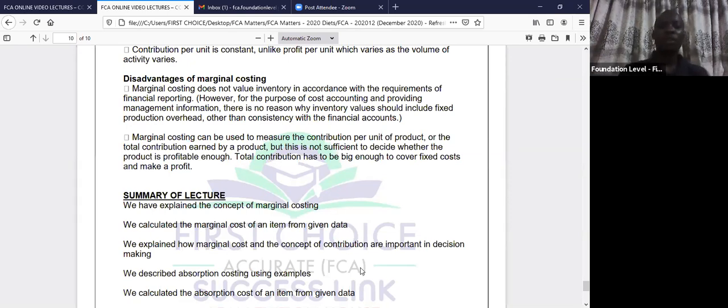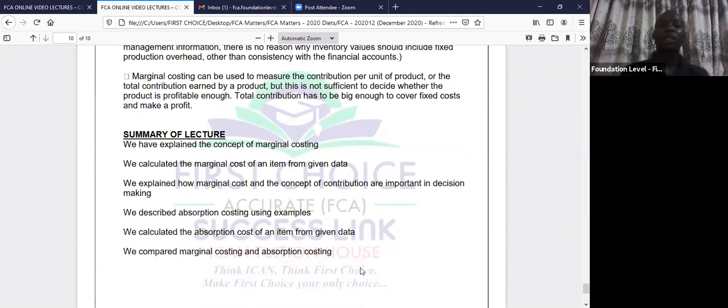So far, so good. We've discussed the concept of marginal costing. We've seen how we can calculate marginal costing given cost data. We have seen how we can find contribution. Contribution is the most important thing here. We have seen examples of how we can absorb our costing using absorption costing.